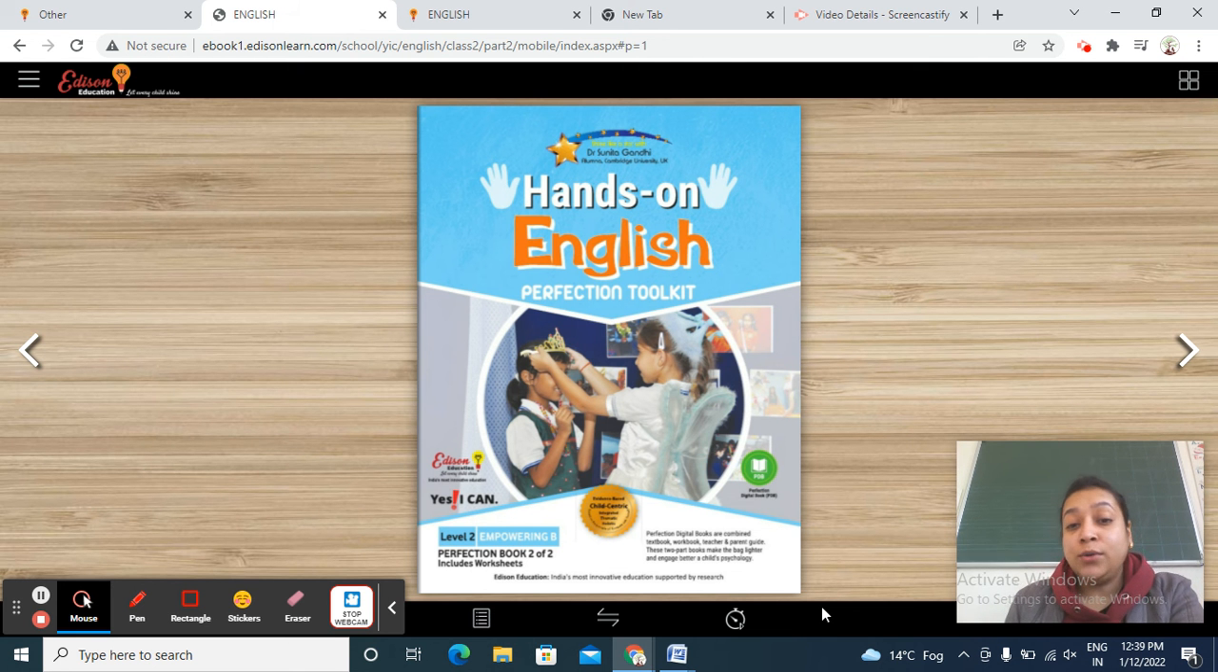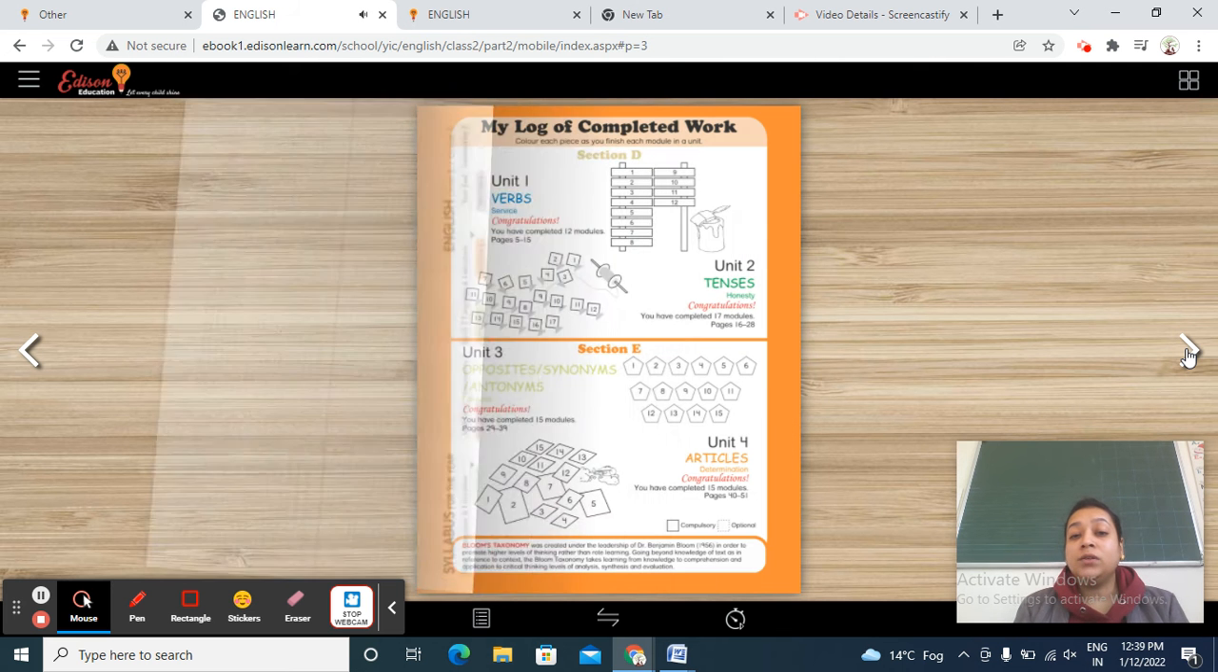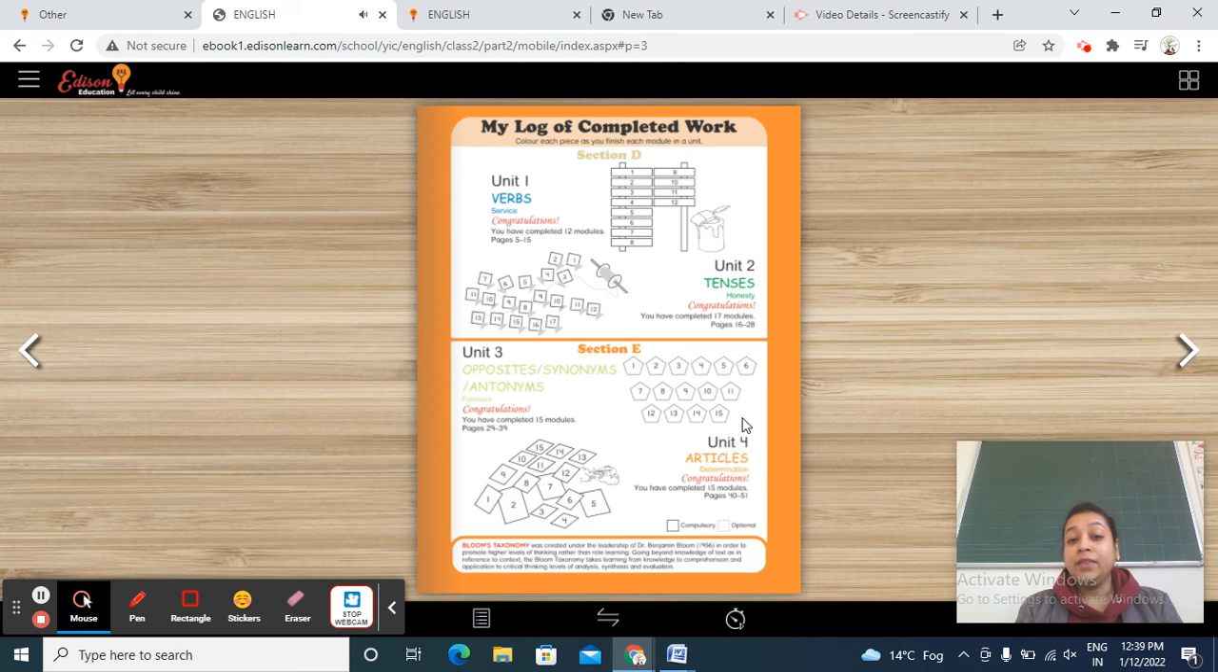So, today we are going to start with our English work. Please take out your English book, Hands on English Perfection Toolkit Level 2, Perfection Book 2. We have completed section D in this. Today we are going to start with section E, articles, unit 4. We will do unit 3 after completing articles unit 4.